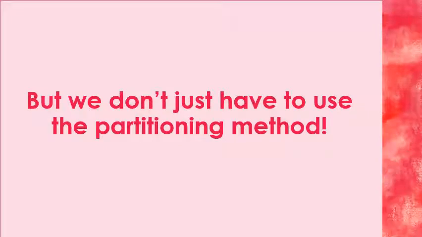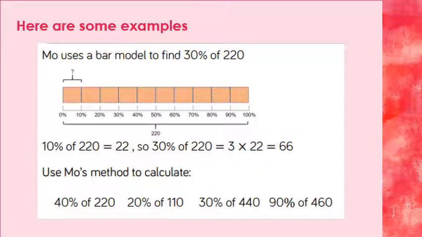But we don't just have to use the partitioning method. There are lots of different ways, and you can do some of it mentally if you want. So for example, here Mo uses a bar model to find 30% of 220. So he knows that 10% of 220 is 22, and therefore 30% of 220 is 3 multiplied by 22, 3 sets of 10%, which would give him 30%.